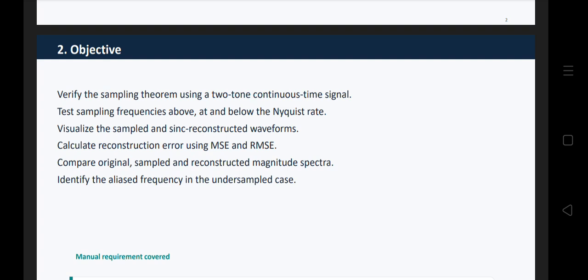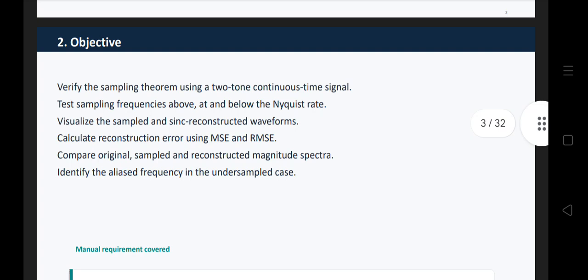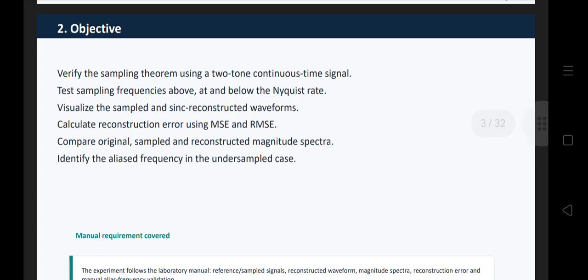Here, the main objectives are to verify the sampling theorem using a two-tone signal and to test three different cases: sampling above, at and below the Nyquist rate. I also compare the original, sampled and reconstructed signal, calculate MSE and RMSE and identify the aliased frequency when the sampling frequency is below the Nyquist rate.